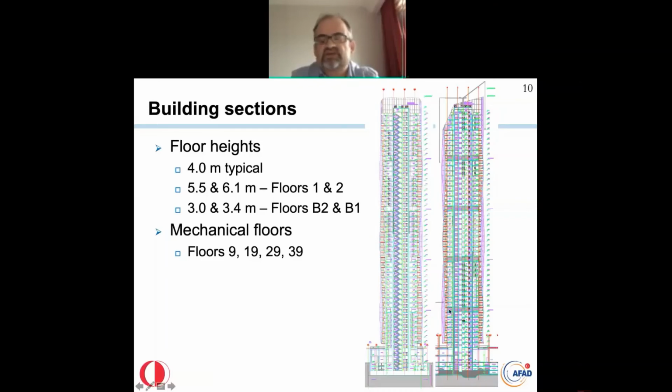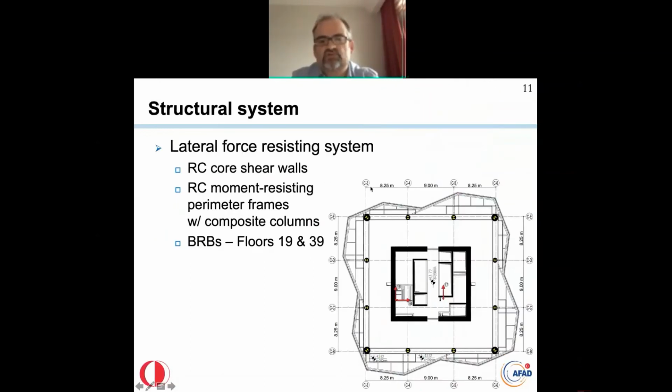It has 4 mechanical floors, starting from floor number 9, and at every 10 floors you have another one. The structural system of the tower consists of reinforced concrete shear walls, U-shaped ones, 2 of them, and they are linked with steel coupling beams.